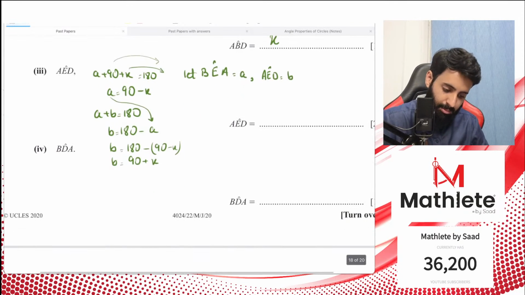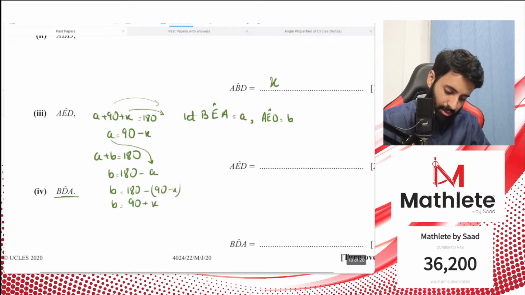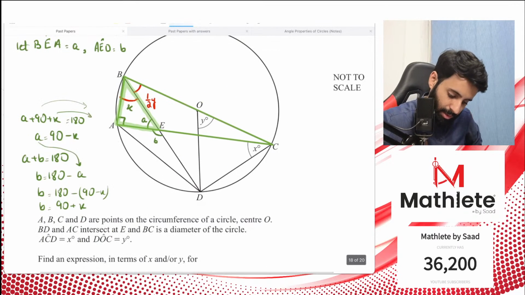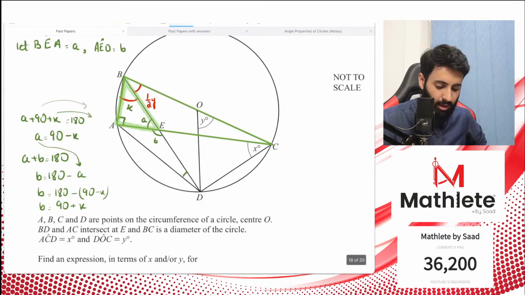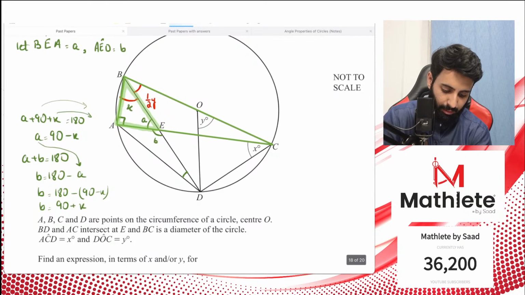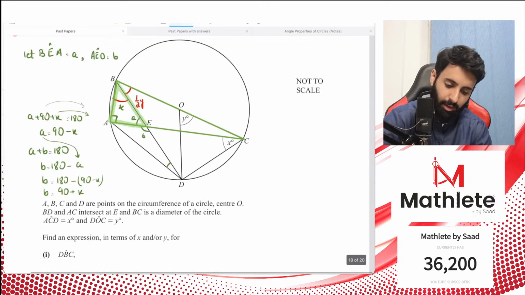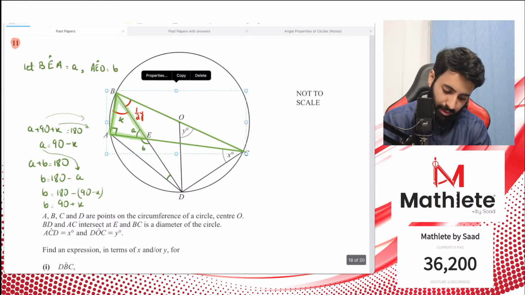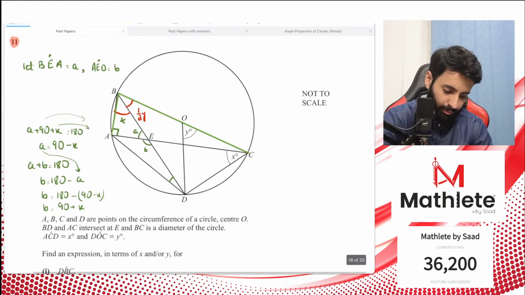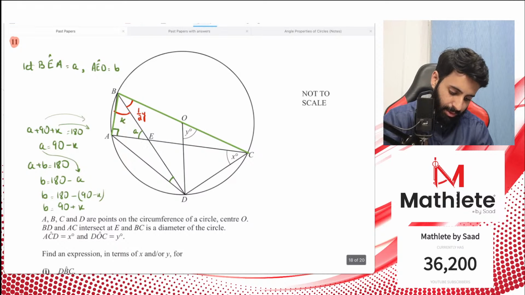Then comes BDA. BDA is basically this angle. How can we find out the value of BDA? Let's see. And how many marks is this? This is a 1-mark question. I'm just going to erase everything else. So we have this angle that we just worked out. This turned out to be 90 plus x, and this we know is half y.